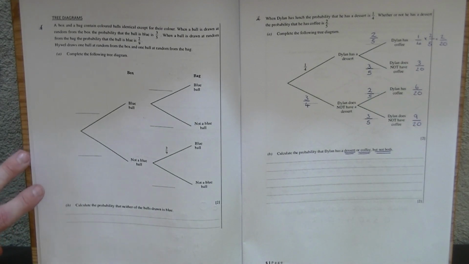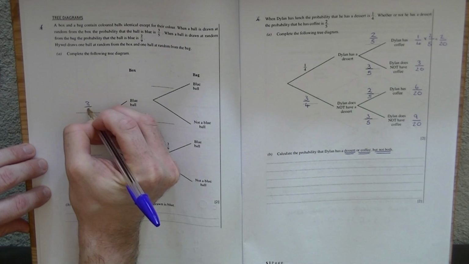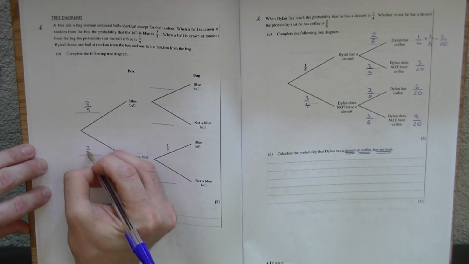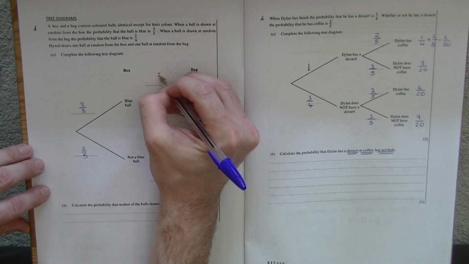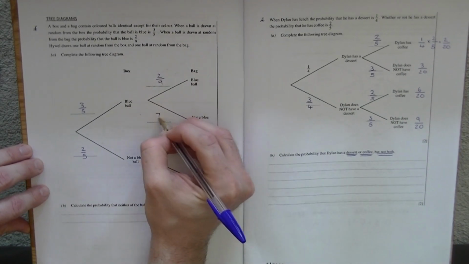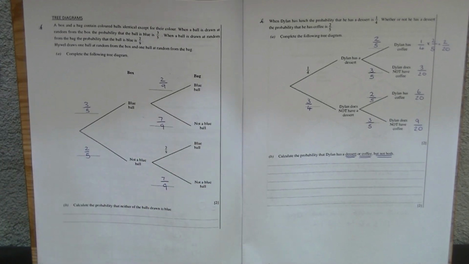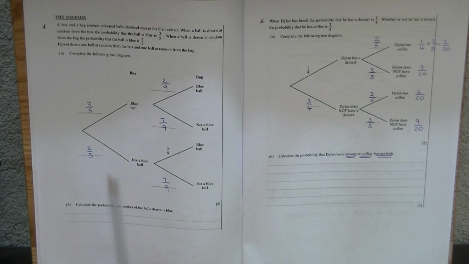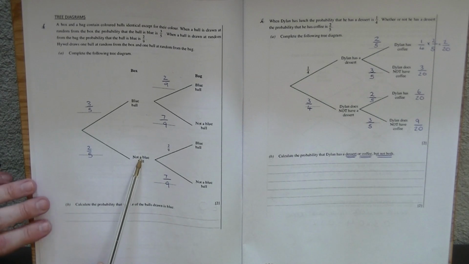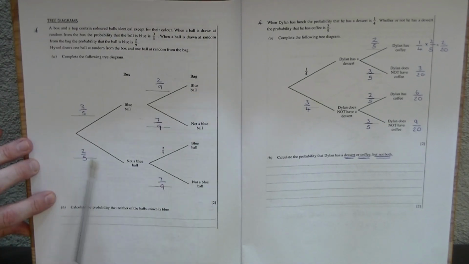So the probability of getting a blue from the box is 3/5, meaning not a blue is 2/5. The probability of a blue ball from the bag is 2/9, meaning 7/9 for not a blue ball. Let's take a look at the bottom question. Calculate the probability that neither of the balls drawn is blue. So what am I looking for? I'm looking for the ball from the box not to be blue and the ball from the bag not to be blue. So I'm following this path, okay?